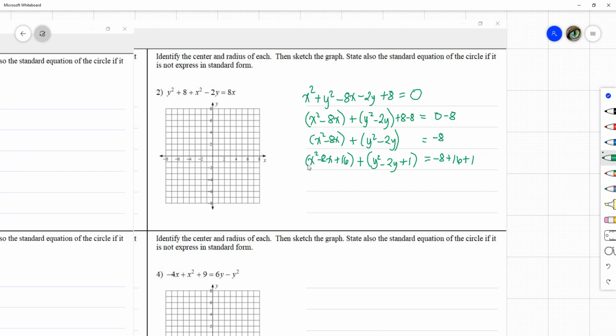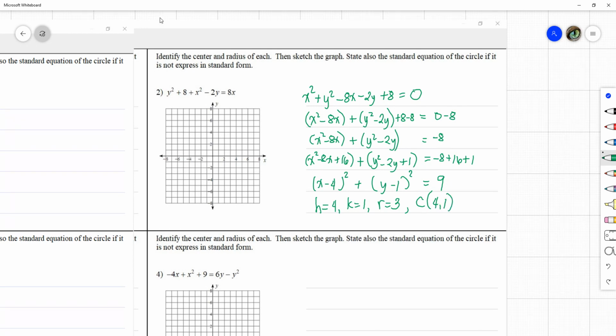Okay, now here we can express this into its factored form. So we have the squared quantity of x minus 4 plus the squared quantity of y minus 1 equals negative 8 plus 16 plus 1, which is equal to 9. Therefore, our h must be 4, our k would be 1, the radius is 3, and the coordinates of the center would be 4, 1.